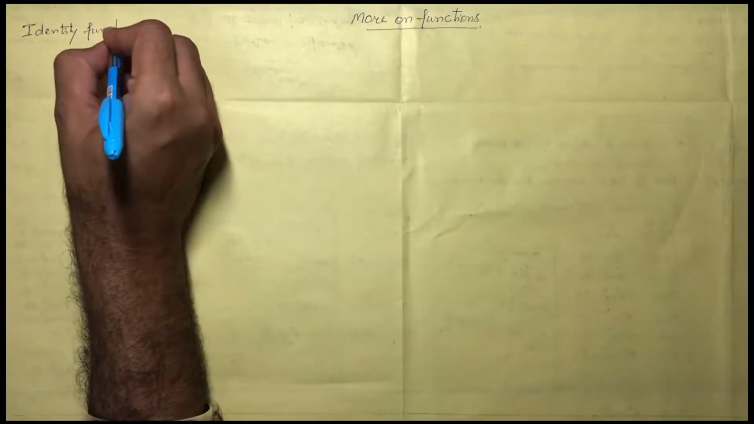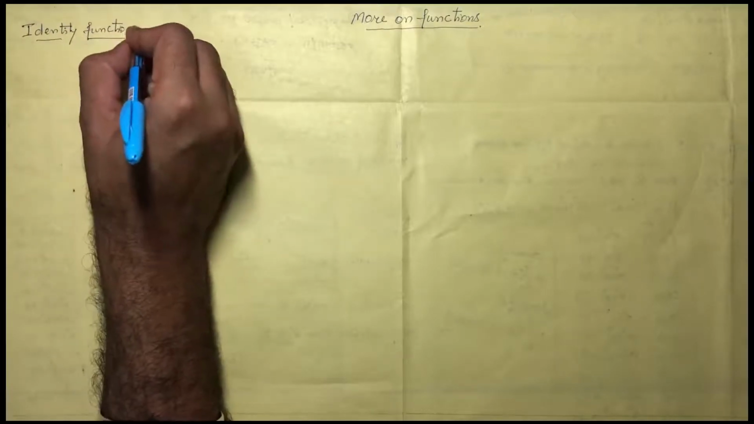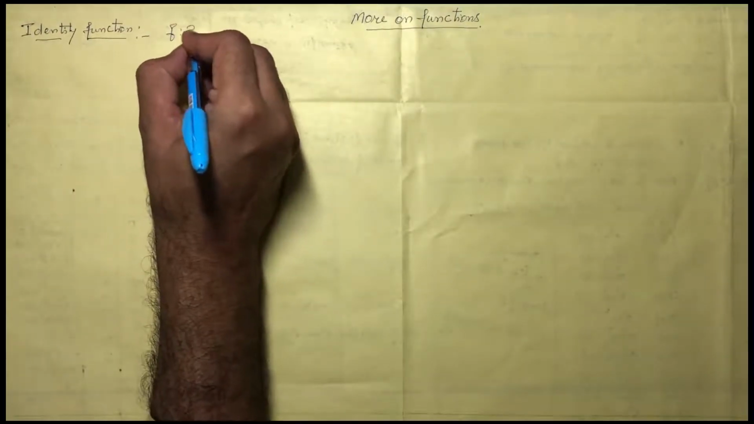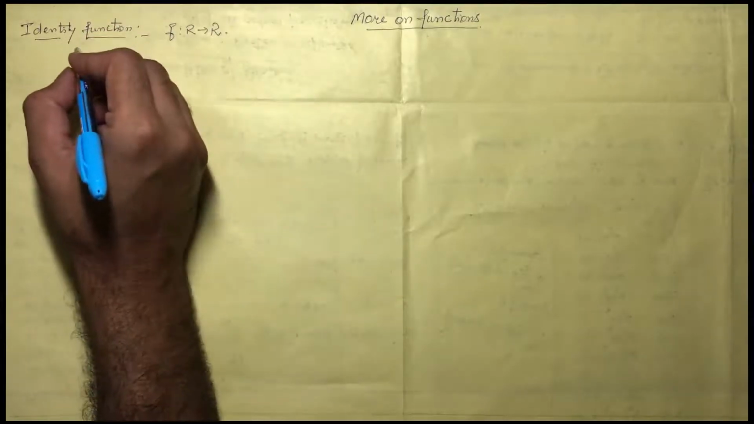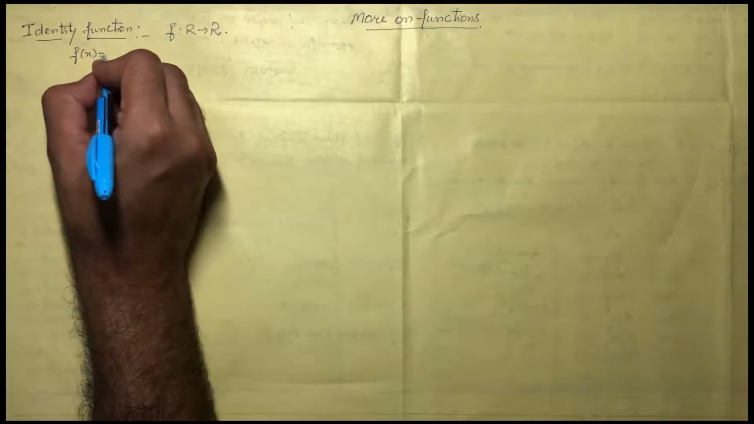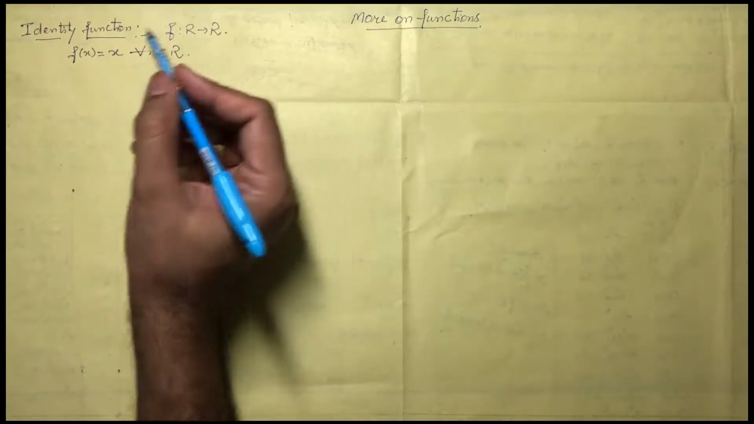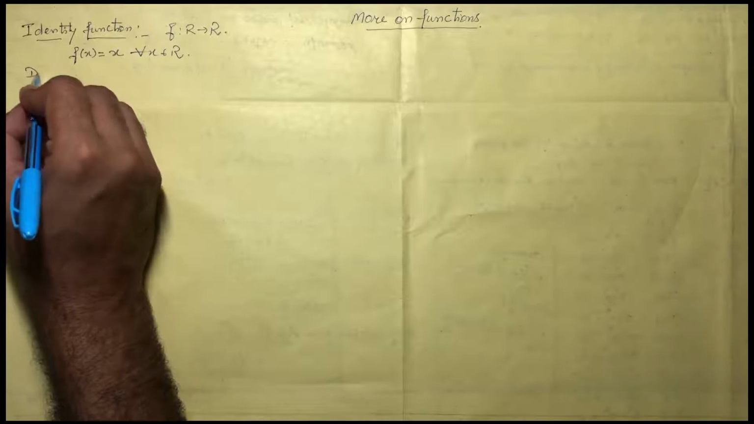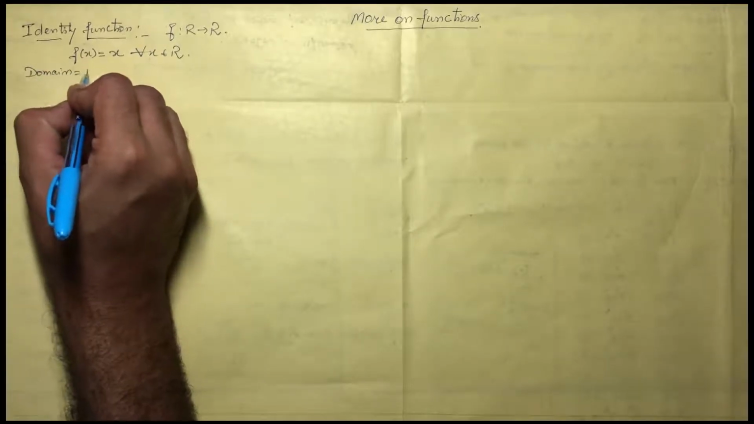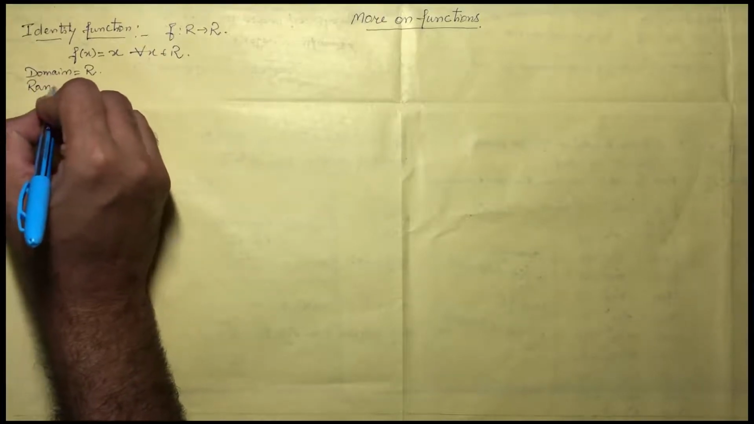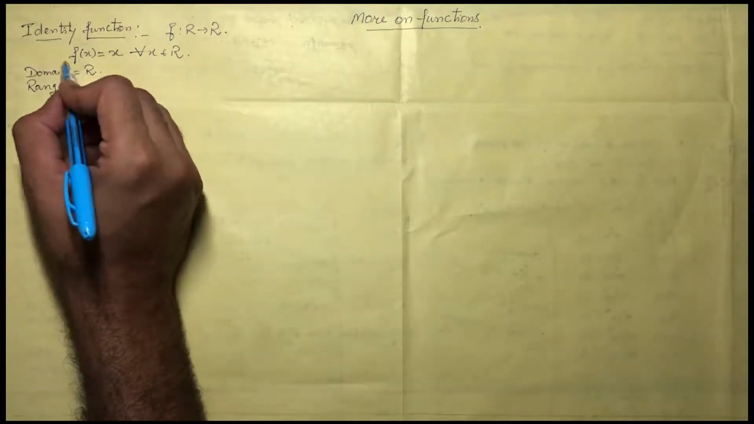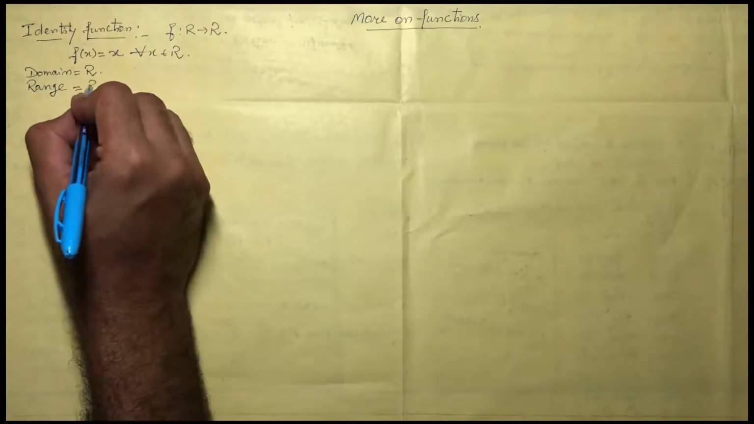Some more real functions. Next is the identity function. F is from R to R, and we all know identity function means f(x) is equal to x for all x belonging to real numbers. So you see, what is the domain of this function? Domain is R. And what is the range? See, whatever we are inputting, the same we are getting as output. So range is also R.